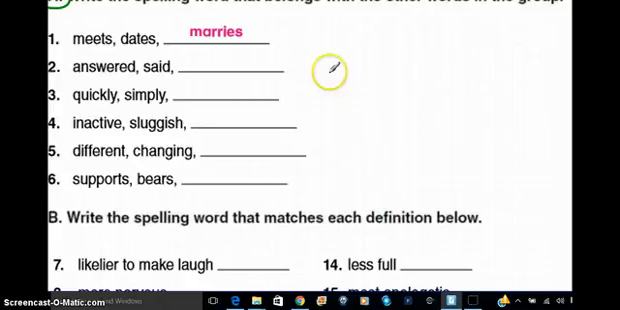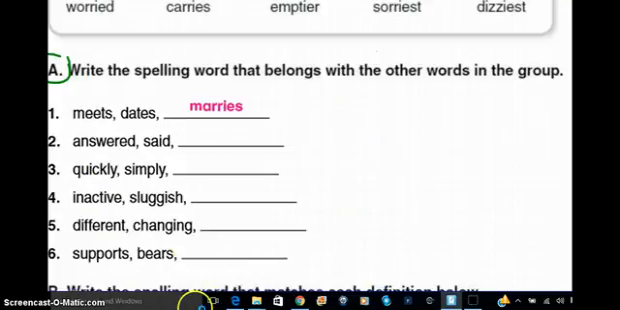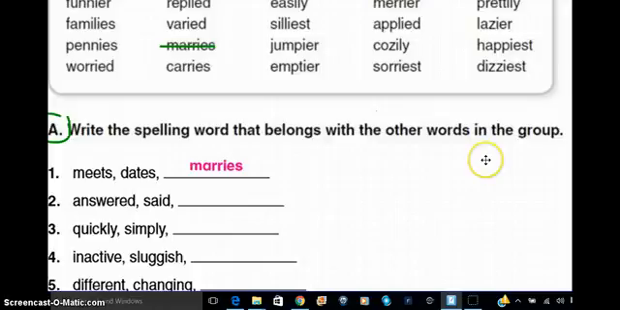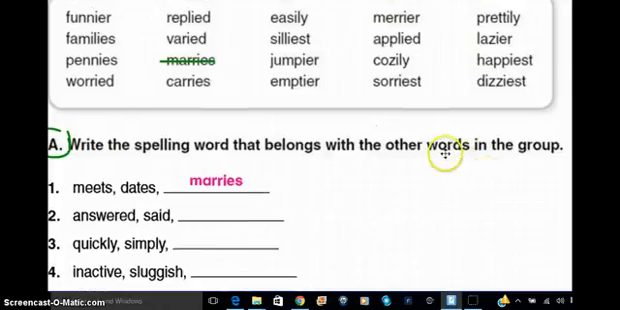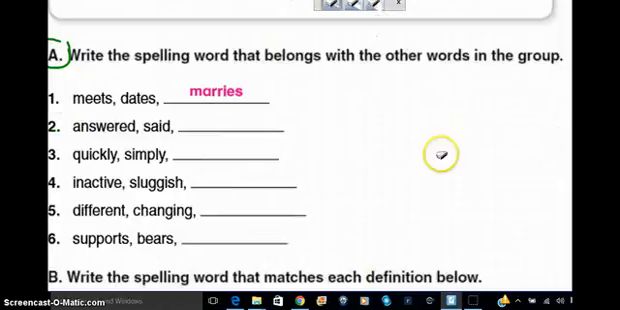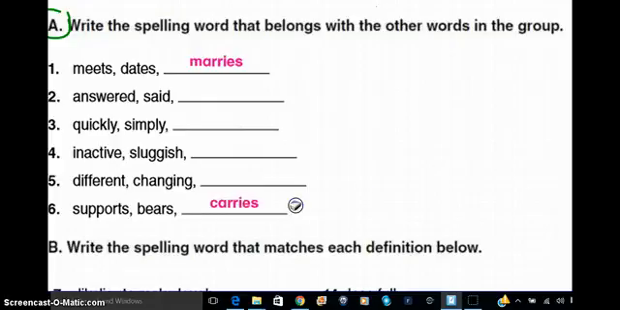All right. Let's try number 6. Supports or bears. So I don't think they mean the animal bears, but if something is supportive, it's what? What do you think? Worried? Probably not. Applied? Not so sure. Let's take a look. Carry. So if you support something, you're going to carry it.